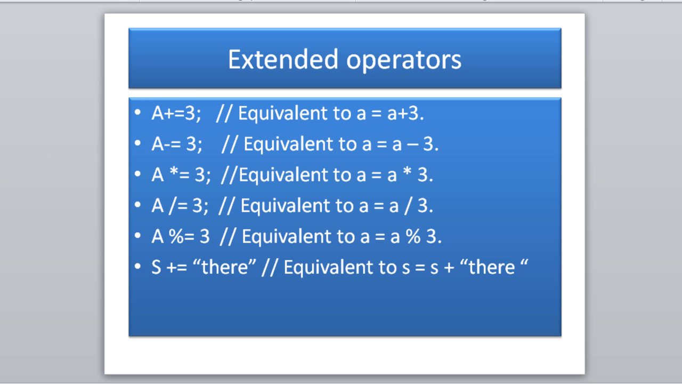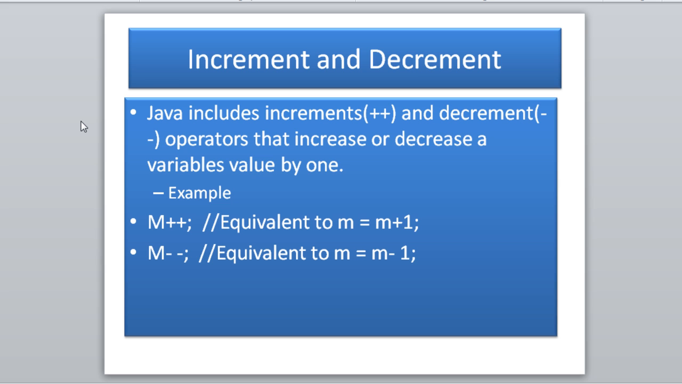The next thing we want to talk about is increments and decrements. Java includes increment, which is adding 1 to a variable's value, and decrement, which is subtracting 1 from a variable's value. Here are examples in Java. We have a variable m, and we want to add 1 to m, so we do m plus plus and a semicolon, which is equivalent to m equals m plus 1. And m minus minus is equivalent to m equals m minus 1.